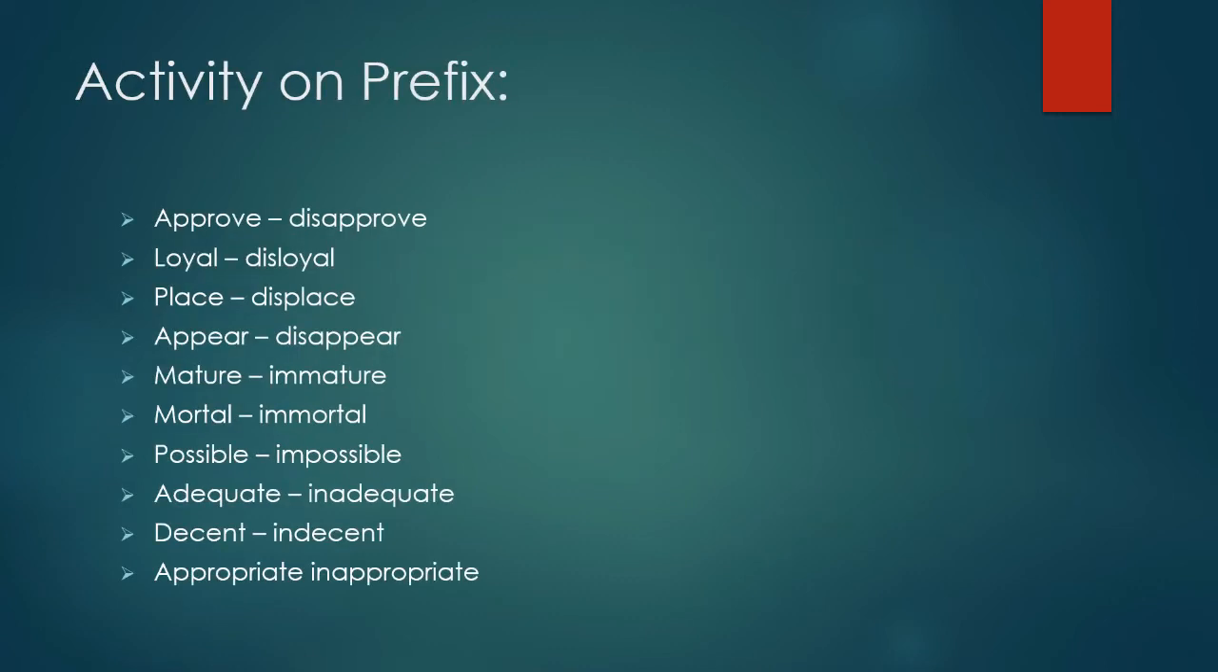Now if we look at the activities on prefix: approve, disapprove; loyal, disloyal; place, displace; appear, disappear; mature, immature; mortal, immortal; possible, impossible; adequate, inadequate; decent, indecent; appropriate, inappropriate. So this is what we studied for prefix.